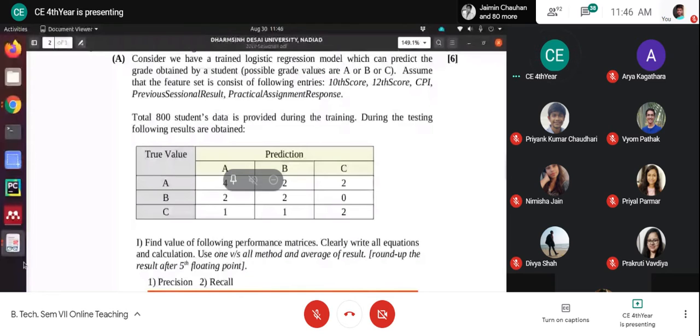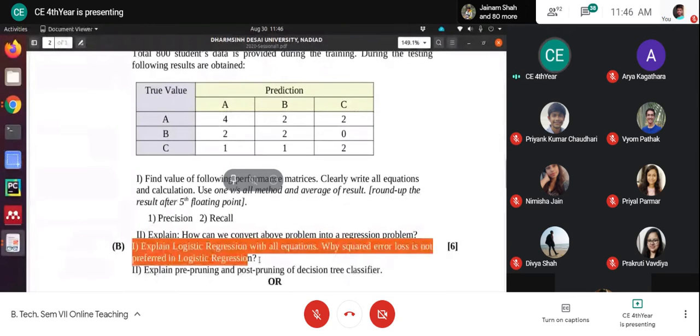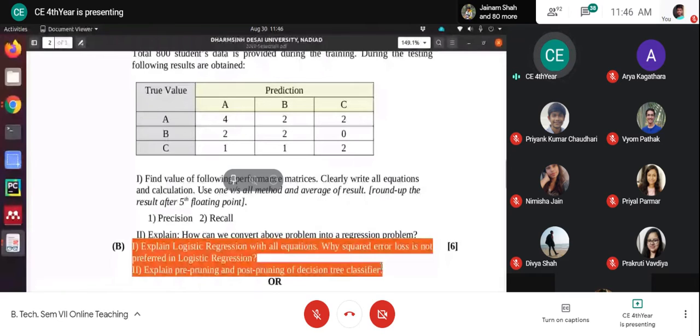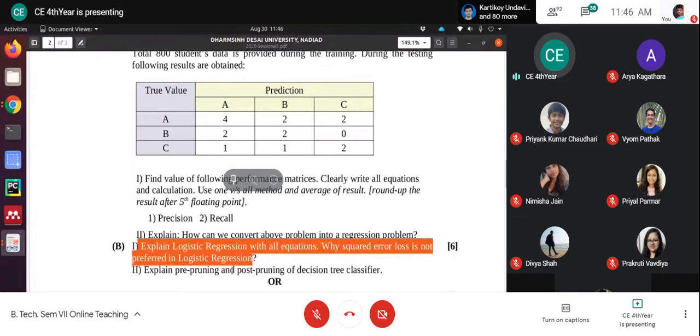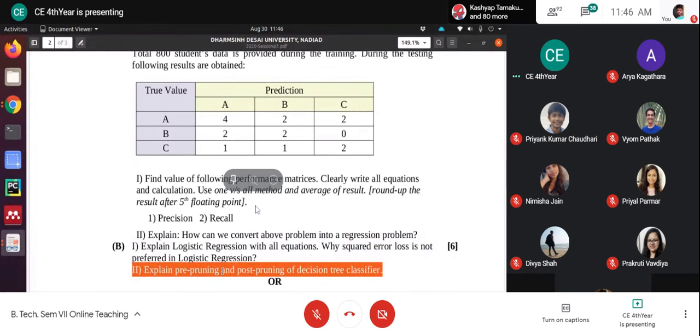Fine. Now the second question, that is B, a purely theoretical question, where you need to explain logistic regression as well as pre-pruning and post-pruning, right? For the first part, many of you, those who attended, wrote the correct answer. But for the second, pre-pruning and post-pruning, that's fine. Many of you explained the difference between pre-pruning and post-pruning, but which are the different techniques and what is the difference between the techniques, that was not found in many papers.